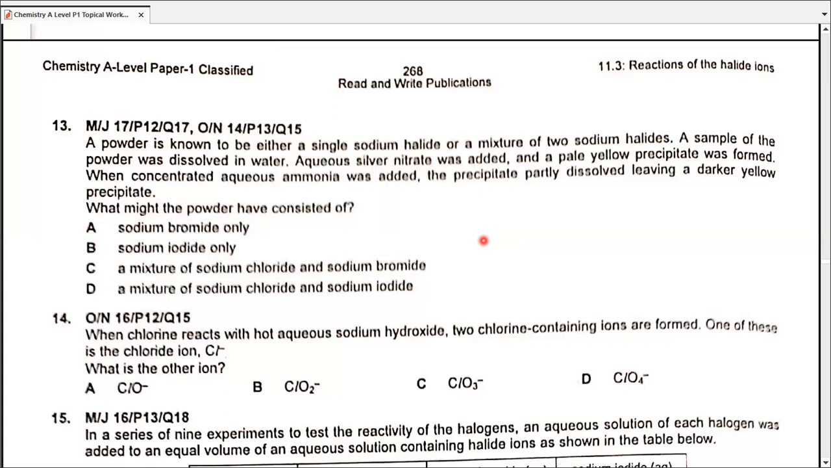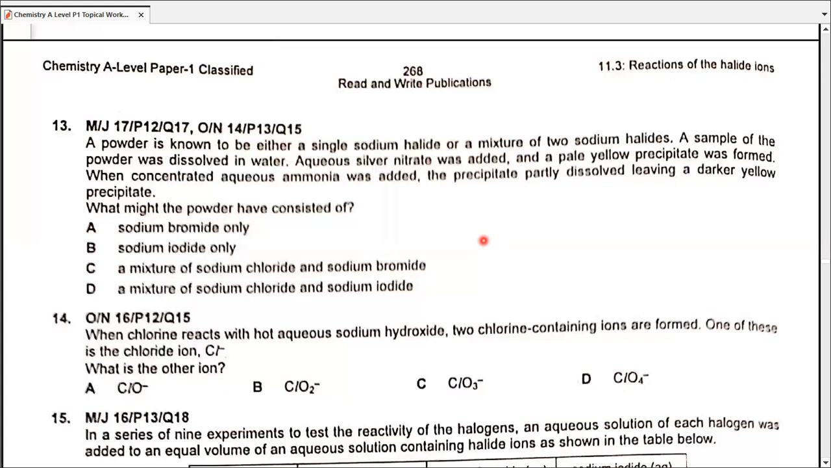So since we are using concentrated ammonia, it can either be chloride or bromide. Now, we don't have an option for bromide and iodide. We only have the option for chloride and iodide. D would be the only correct option because it is a mixture with iodide, and along with it, it can be either chloride or bromide. So it's chloride and iodide. D is the only correct option.